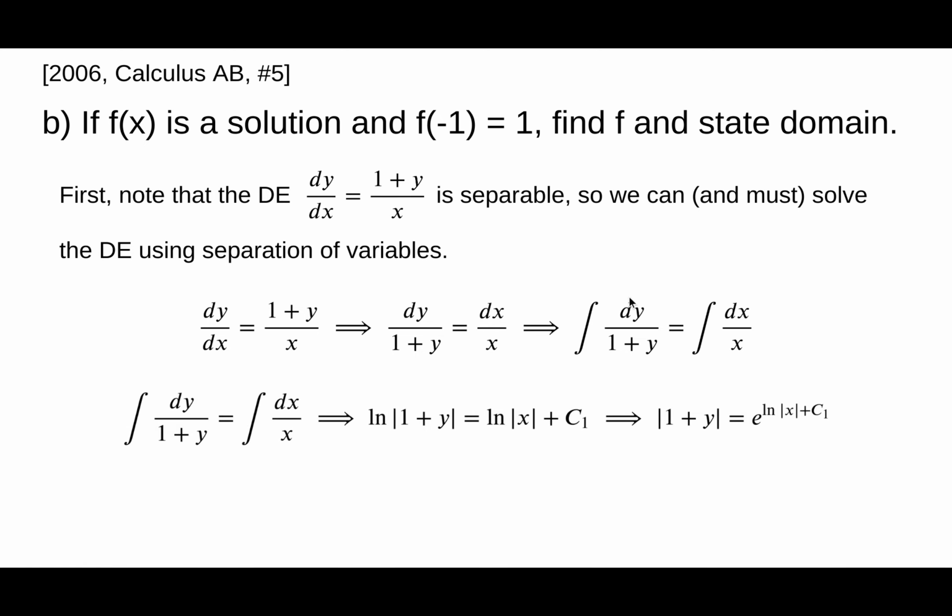Applying some calculus to both sides, we get the natural log of the absolute value of 1 plus y equals the natural log of the absolute value of x, plus c1. I'm calling this c1 because we're actually going to come up with a different value for c later that accounts for a couple of different things. Since both of these expressions are logarithmic, we can exponentiate both sides, and then we get the absolute value of 1 plus y equals e to the natural log of the absolute value of x plus that first constant, c1.